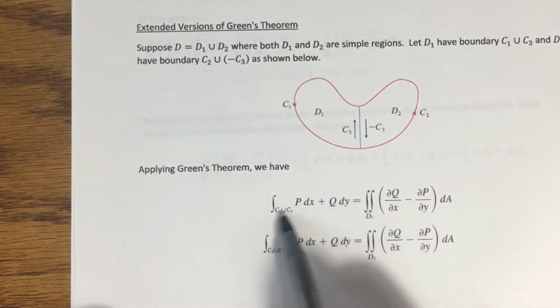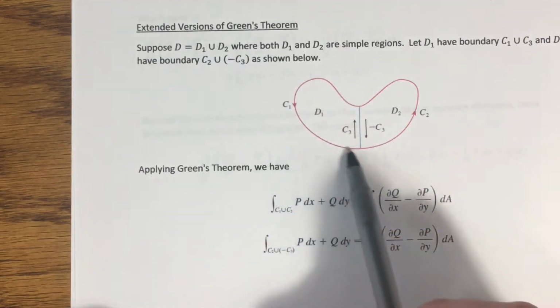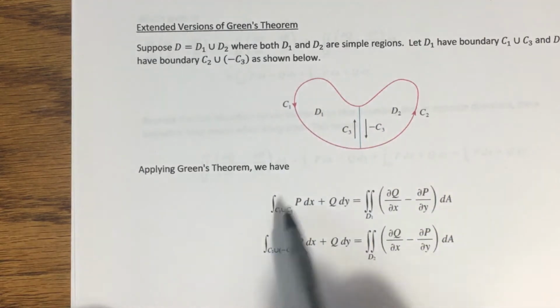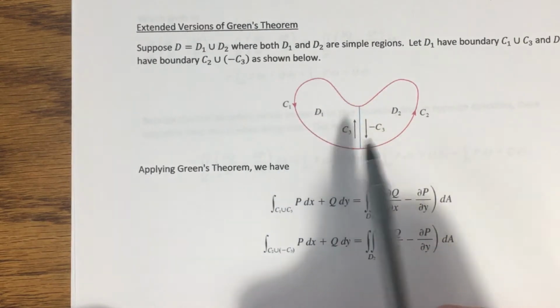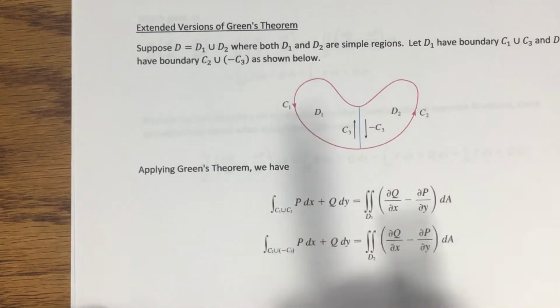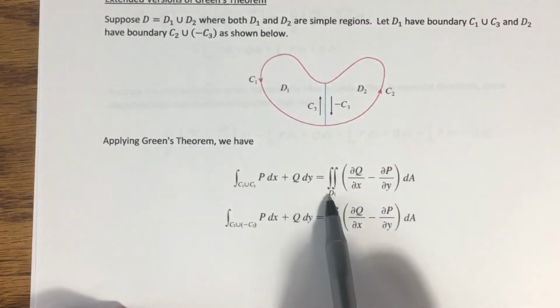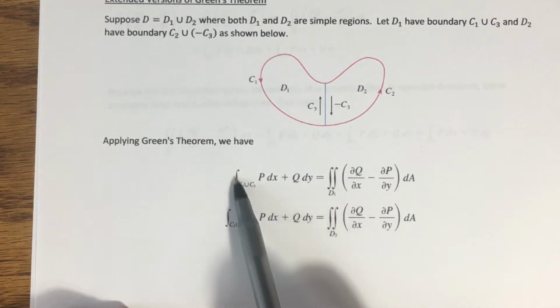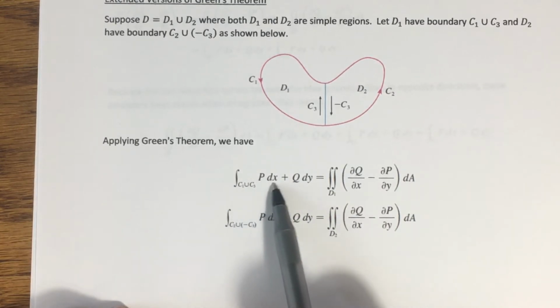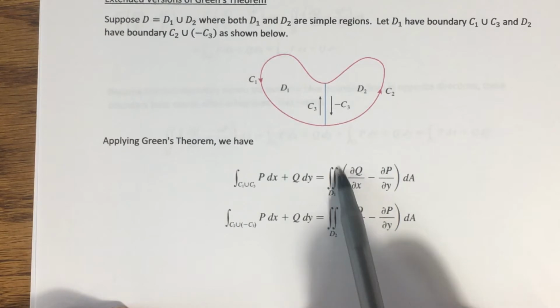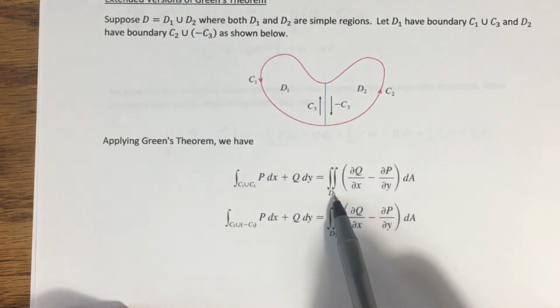The line integral is going to use the boundary curve of D1, which is the union of C1 with C3. That's what we're seeing right here. According to Green's theorem, the line integral along that curve of P dx plus Q dy is equal to the double integral over the region it encloses, which is D1, of this integrand right here.